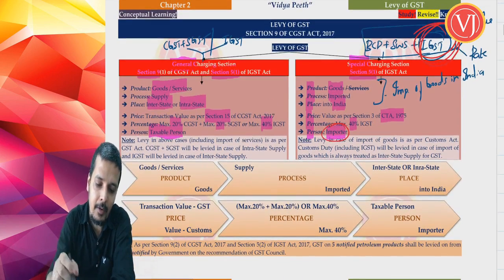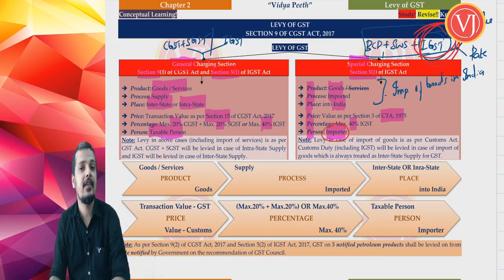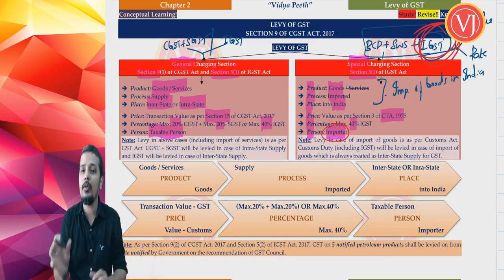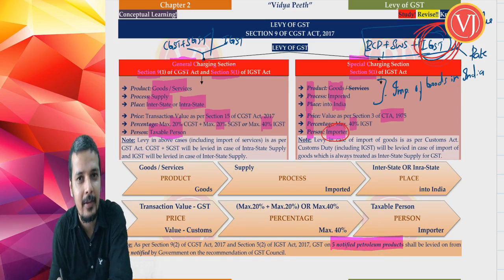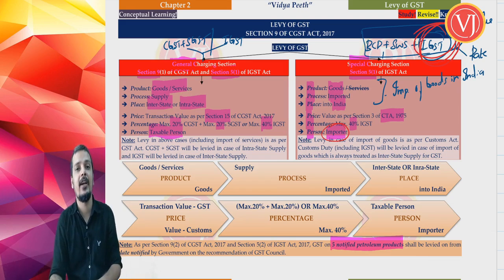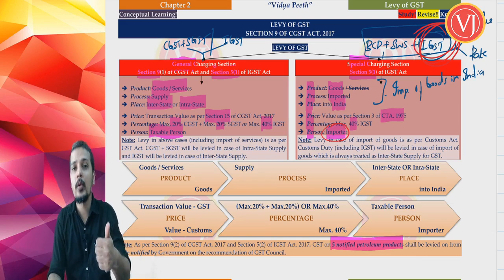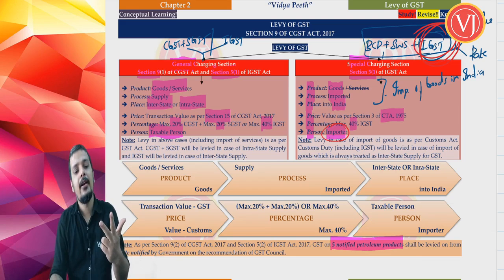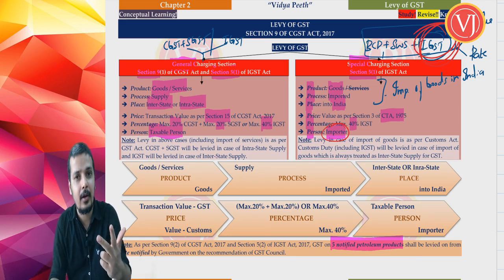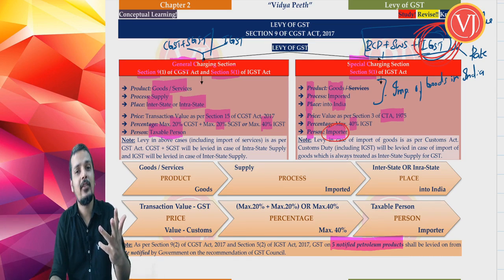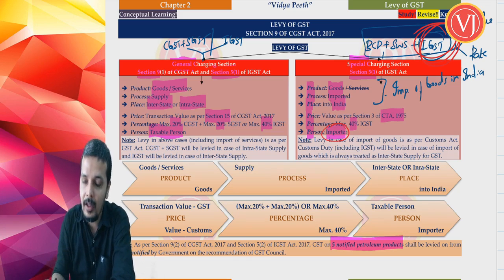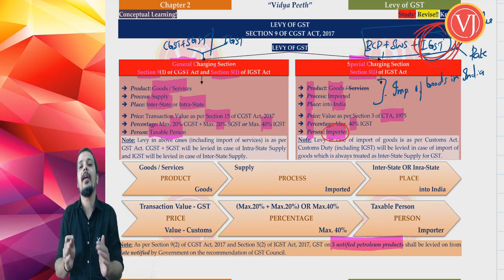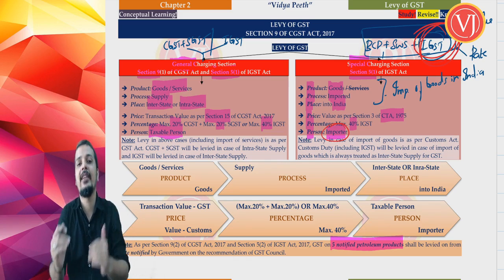And one more important point, my friends, that we discussed in the first topic itself: section 9(2) of the CGST Act and section 5(2) of the IGST Act tell us about these 5 notified petroleum products, petroleum crude, high speed diesel oil, motor spirit commonly called petrol, natural gas, and aviation turbine fuel otherwise called white petrol. As of today, they are temporarily kept outside GST.